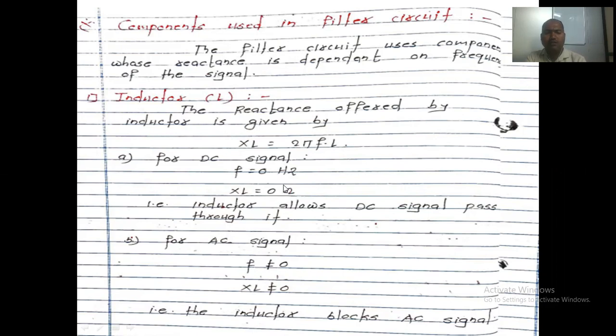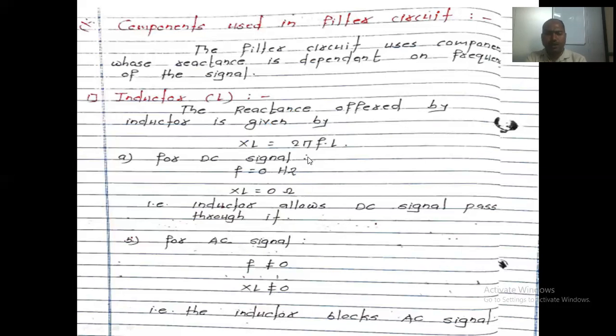So for the DC signal, the inductive reactance of that particular inductor is 0. So the inductor allows the DC signal to pass through it, because the reactance with respect to DC is zero, right? Did you understand this? Please tell me. I'll repeat the same thing. The inductive reactance is given by 2 pi FL.